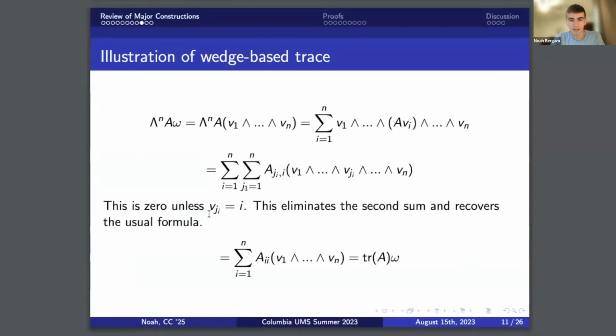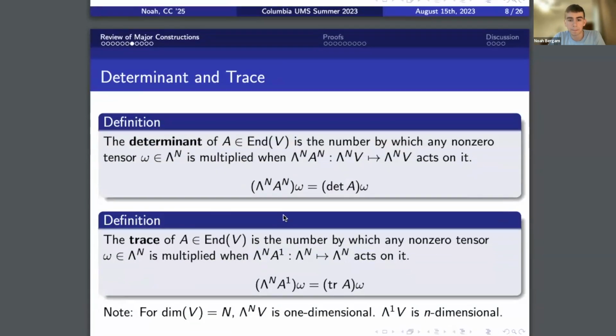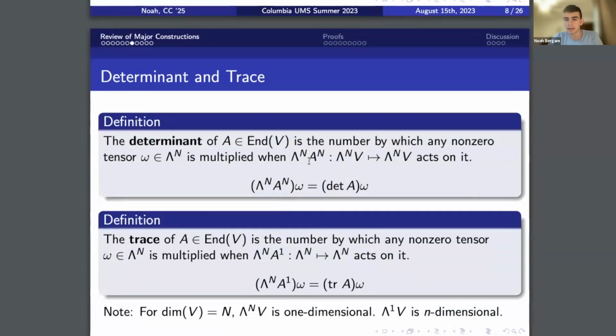A nice thing before we get into some of the other theorems that relate to trace and determinant is that, maybe something I should have made a slide about, this opens up a whole discussion about what happens in between wedge n a1 and wedge n an. These turn out to be a whole family of different polynomials in terms of the coefficients of the characteristic polynomial.